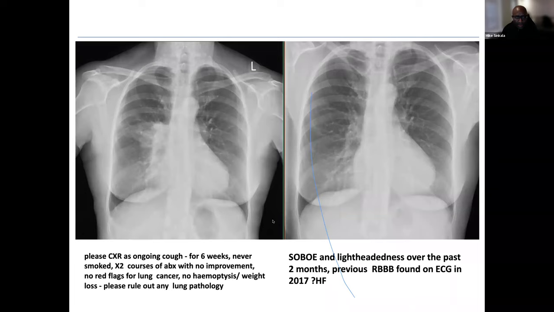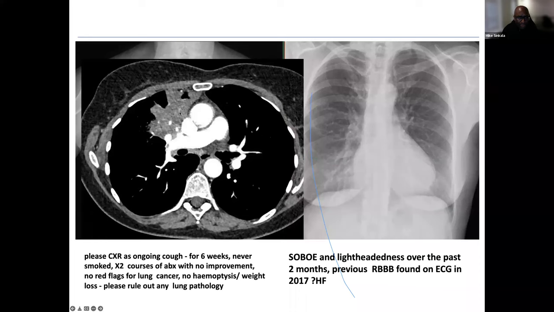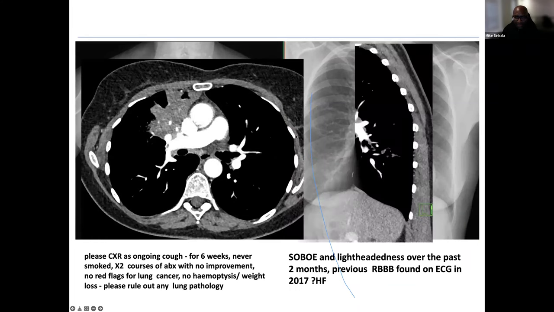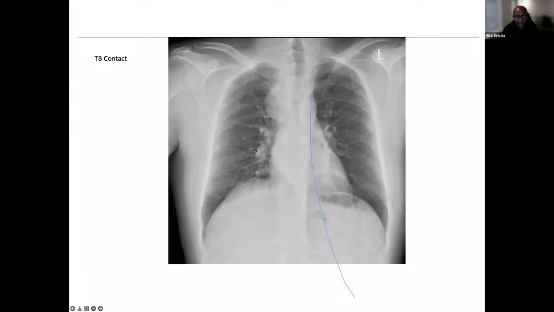Okay, this one, looking at the abnormality here, we do have a triangular mass in the perihilar region here. We have lost the contour of the right atrial border. There is enlargement and thickening of the hilum here. Again, this should be looked at as more or less a mass, or cancer of some sort. This is what the patient had after the CT scan was done. Look at that mass.